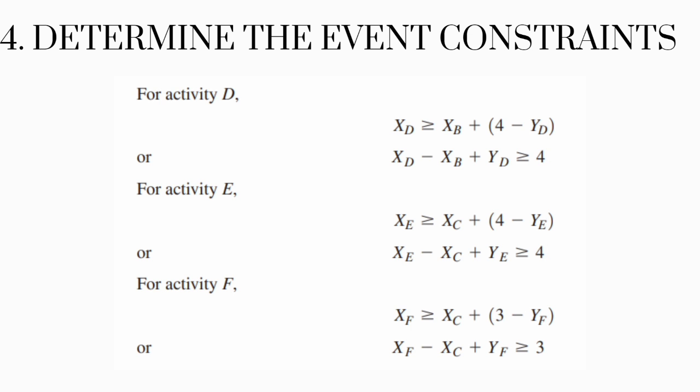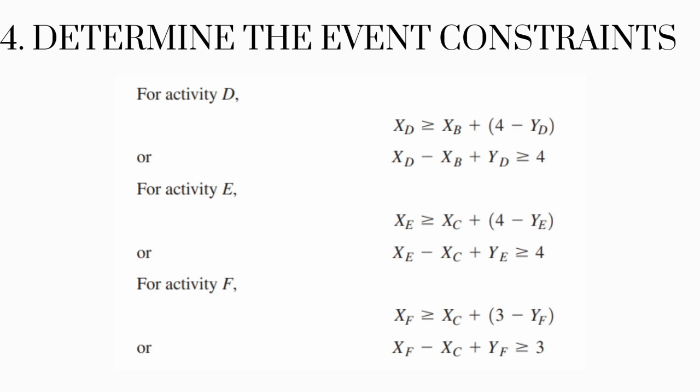For activity D, we have the same process. So x sub d is greater than or equal to x sub b plus 4 minus y sub d. This will give us x sub d minus x sub b plus y sub d is greater than or equal to 4. This is also because d is preceded by activity B.